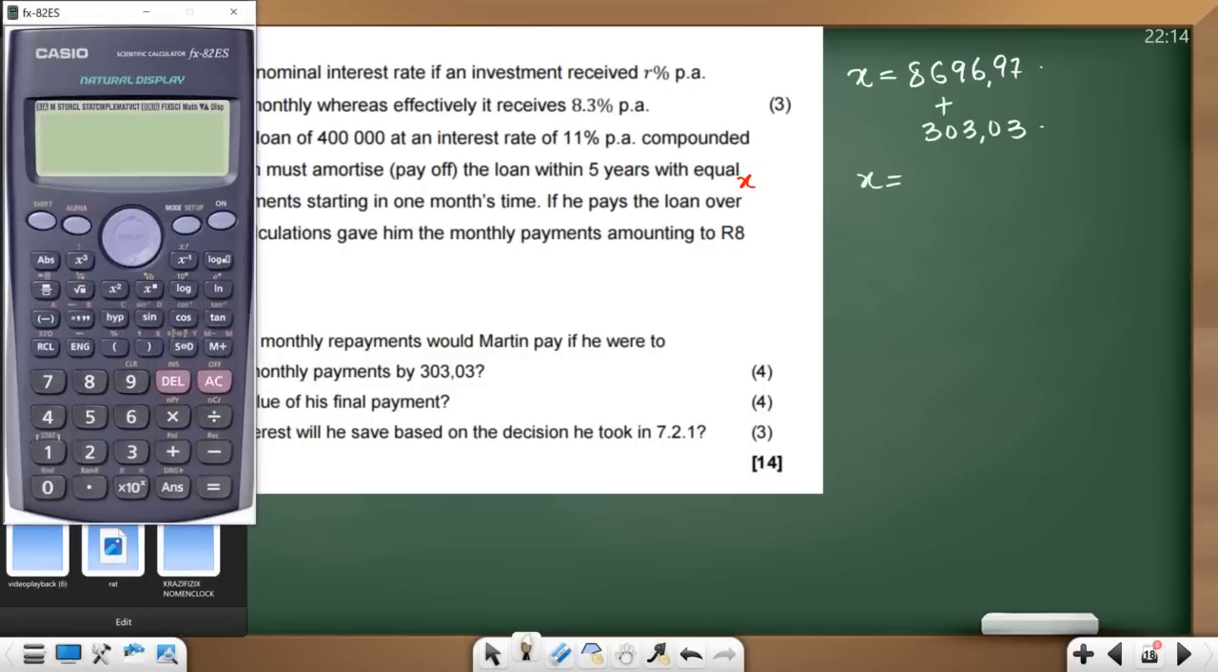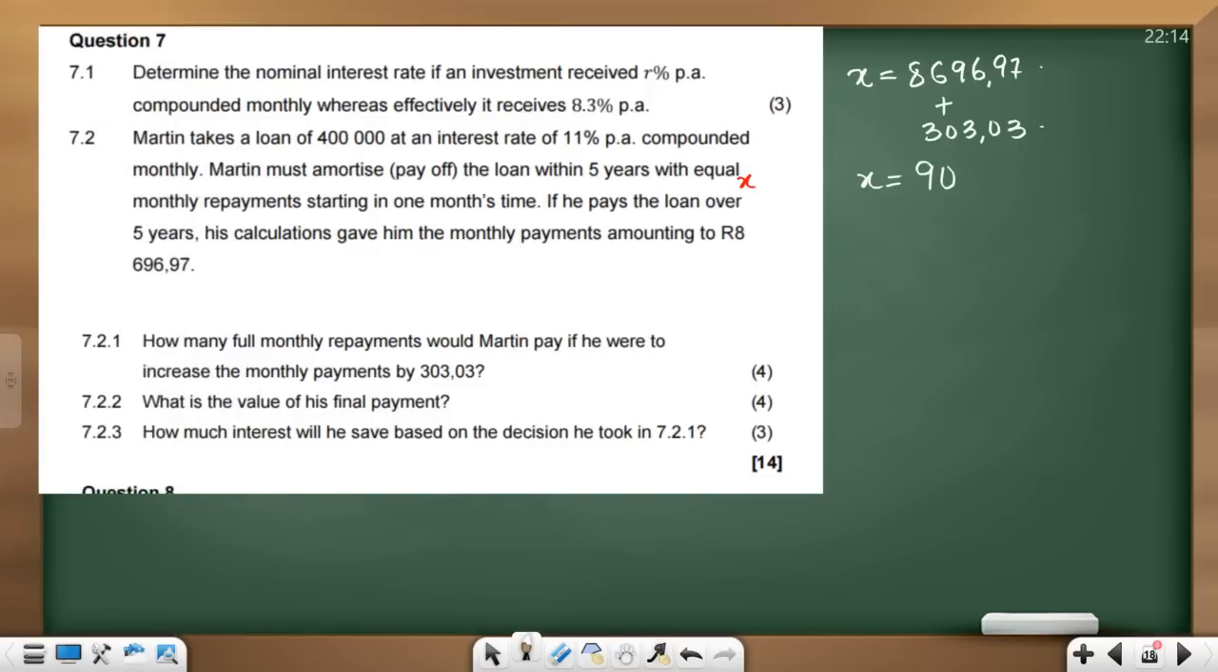What is going to be the new value? Quickly, let's get a calculator. 8696.97 plus 303.03. That will give us 9 grand. All right, so this guy is now paying 9,000. So we are looking for n. Since we are paying back, P equals X over I times 1 minus, all right, 1 plus I to the power of negative n. Oh, there's an X missing. Please use the formula page. P equals X over I.